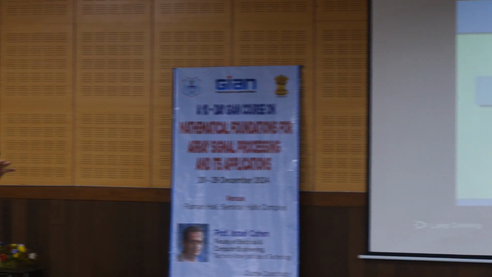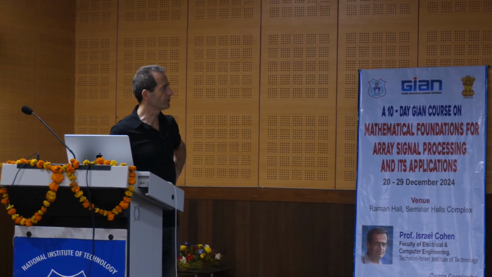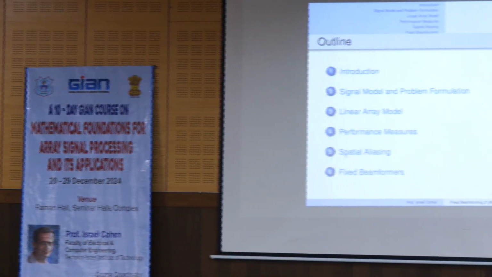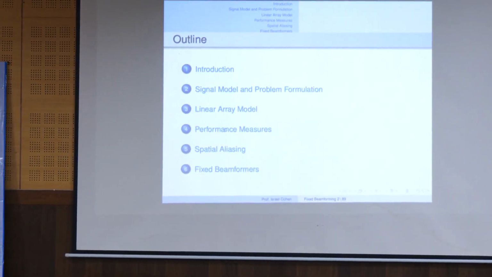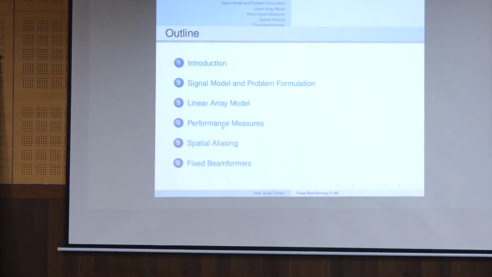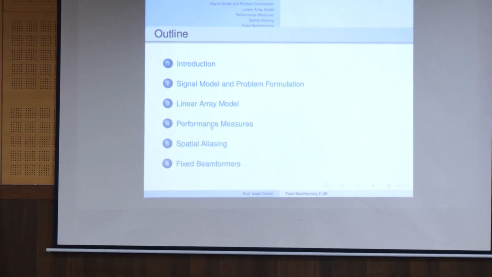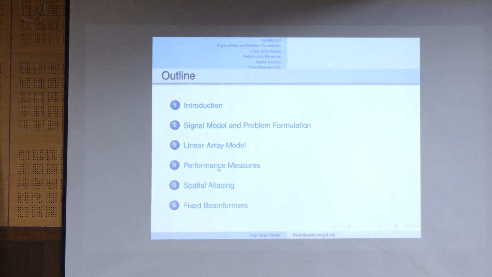Okay. So now, everything will be much simpler. We will define the signal model and problem formulation. We will talk about the linear array model, performance measures, spatial aliasing, and fixed beamformers, which are optimal based on the definitions of the performance measures. So this part will be quite straightforward. Okay, we will talk about it because we understand what the differences are and we know the solutions that we did with signal enhancement.